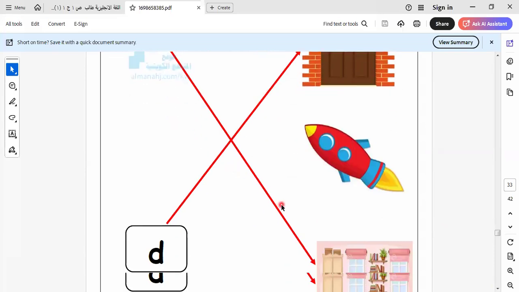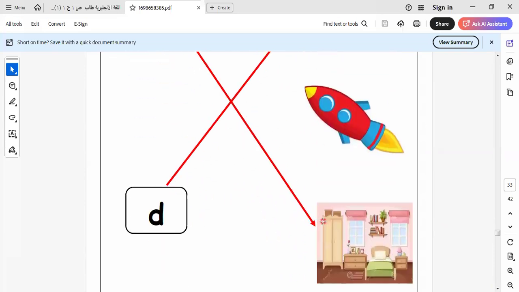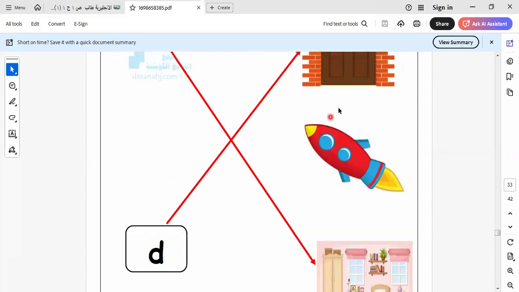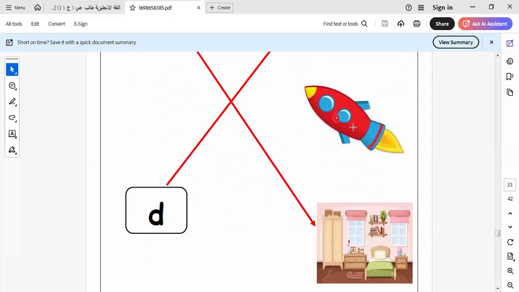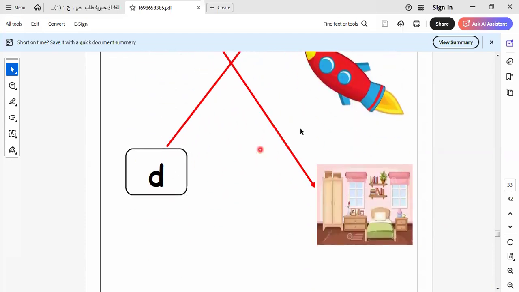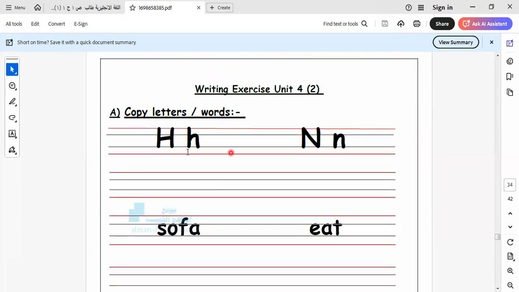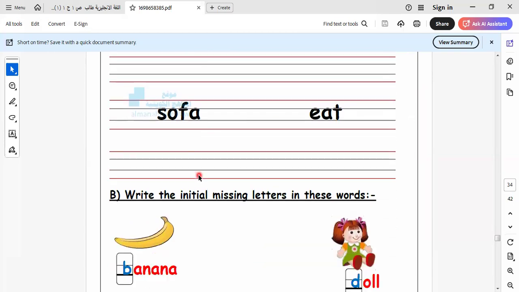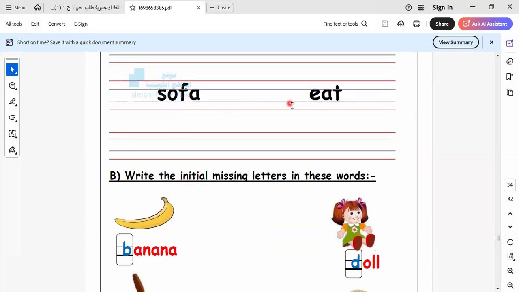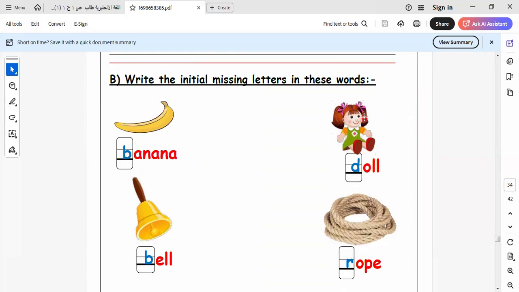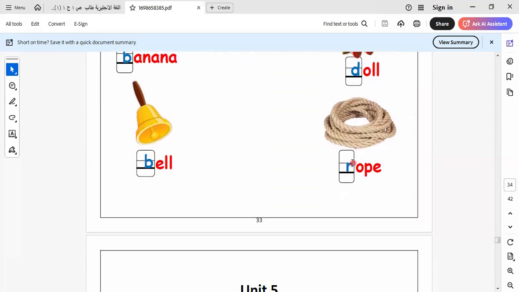So let's go to another one here. Here is capital B. B for what? B for bedroom. D for what? D for door. Okay. So R for what? For rocket. We don't have R here, but we know this is rocket. Here is capital H and small h, capital N and small n. In this unit, we learn sofa and we learn eat. Here is banana. Here is doll. Here is pill. Here is rock.